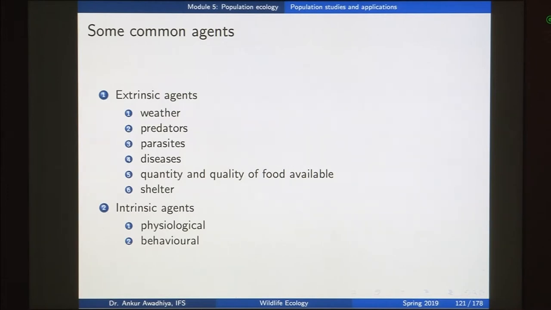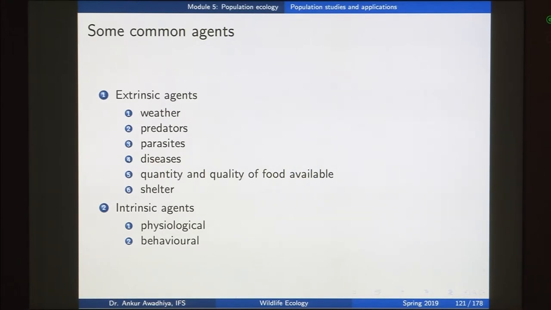That could be an extrinsic reason. Or you can talk about predators. Probably the predator numbers went down, because of which more locusts are able to survive, and because of which we are seeing more locusts. Another extrinsic agent could be parasites or diseases.